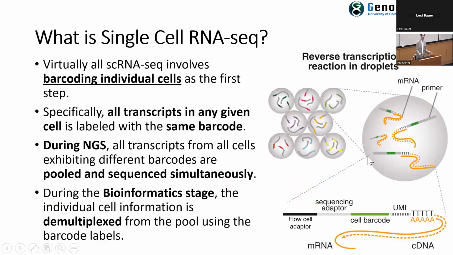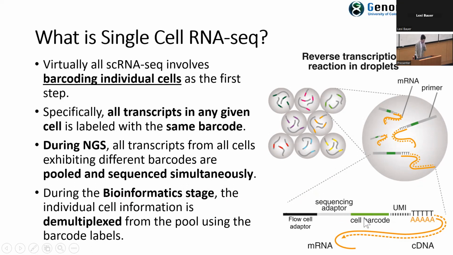So how exactly is single-cell RNA-seq performed? Well, virtually all single-cell RNA-seq involves barcoding individual cells as the first step. Specifically, all transcripts in any given cell are labeled with the same barcode. And on the right, what you see here is a representative figure of that process, where this is an oligo, and this oligo has two important features. Number one, you've got the poly-dT portion right there, and then you have the cell-specific barcode, and we'll just call this the green barcode here, right?